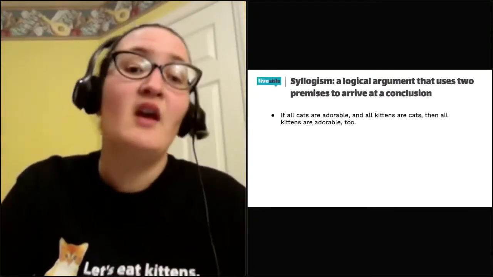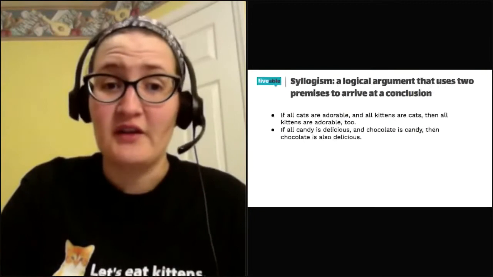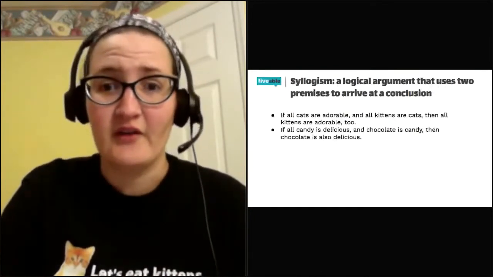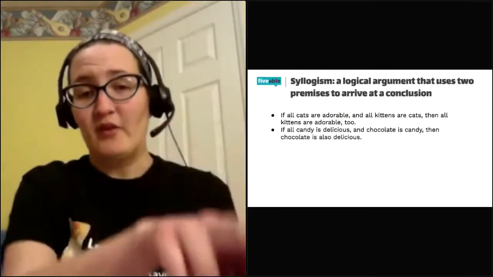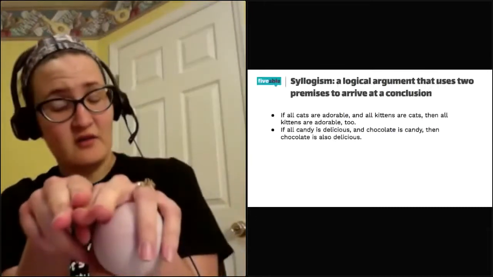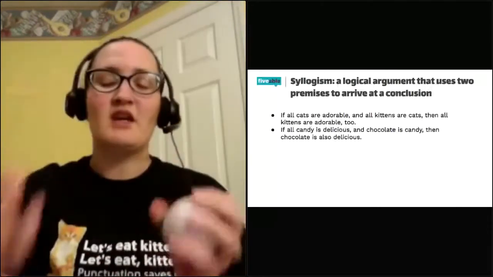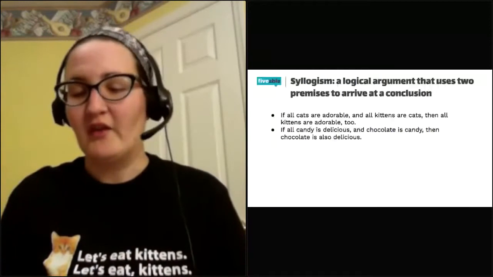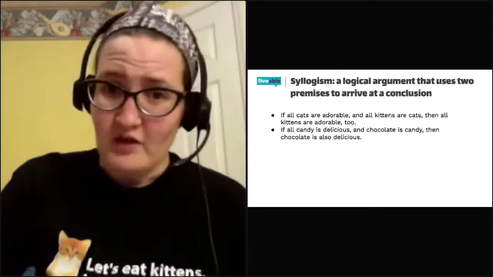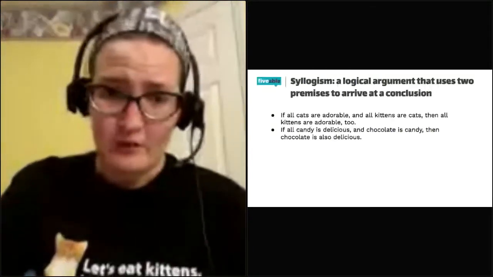Another example here is, if all candy is delicious and chocolate is candy, then chocolate is also delicious. So again, you've got premise 1, candy is delicious, chocolate is candy, premise 2, then you make a conclusion based on those two premises. Here's where it actually appears in literature, an example.